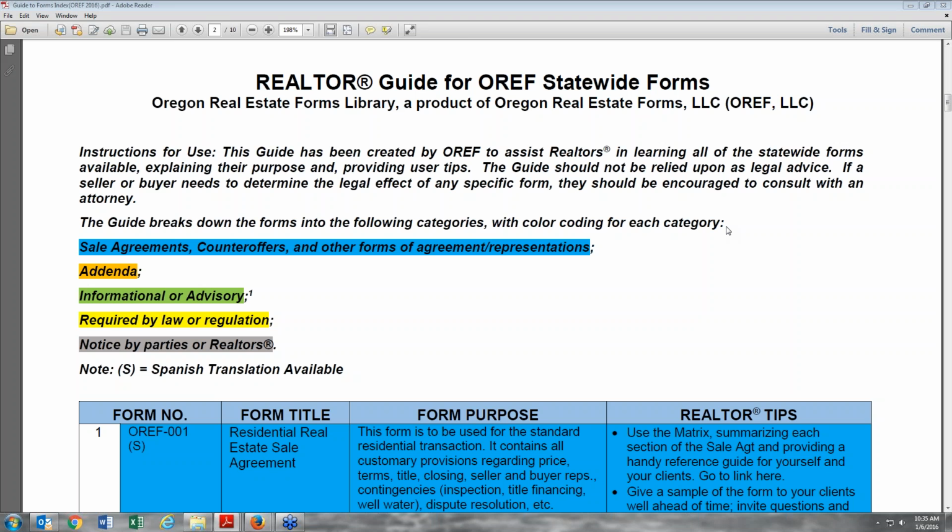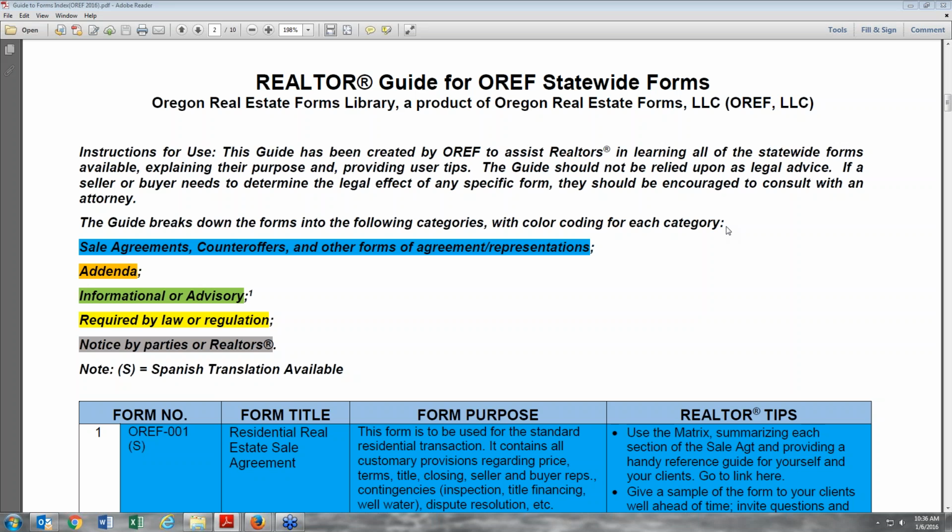The second document, which we're not going to spend time on specifically, is the new 2016 sale agreement. I will be talking about changes to the agreement in a little bit, but we just have that form available for you to review at your leisure.